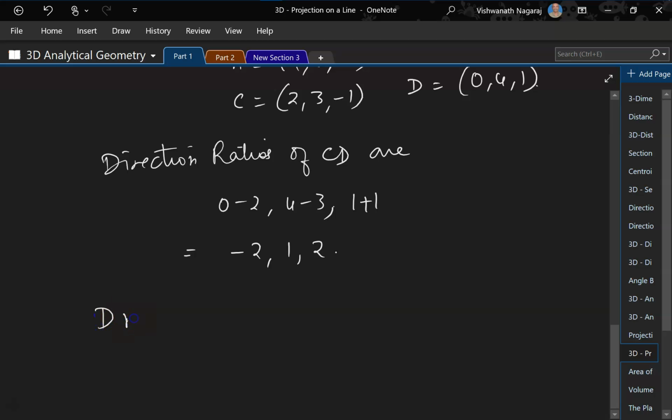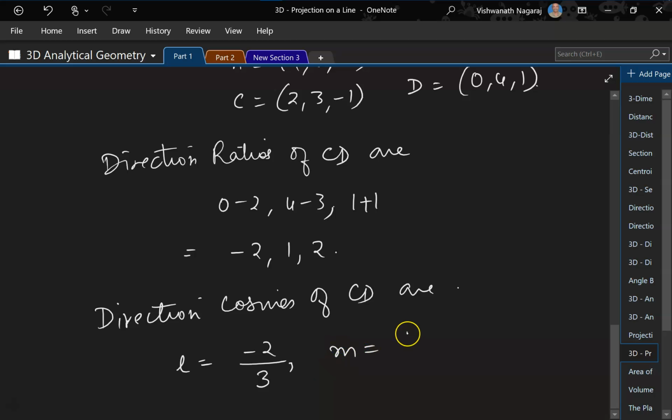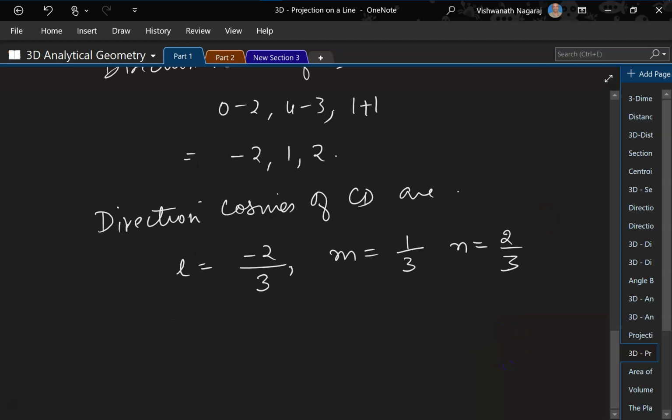Now similarly, direction cosines of CD are L is equal to minus 2 by the square root of minus 2 square plus 1 square plus 2 square. So minus 2 square is 4, 4 plus 1 plus 4 is 9. Square root of 9 is 3. Okay. M is equal to 1 by 3. N is equal to 2 by 3. So we have got the direction cosines of CD.